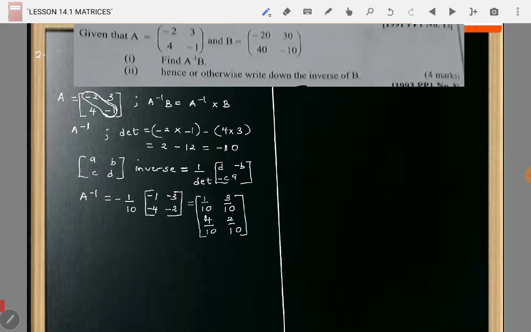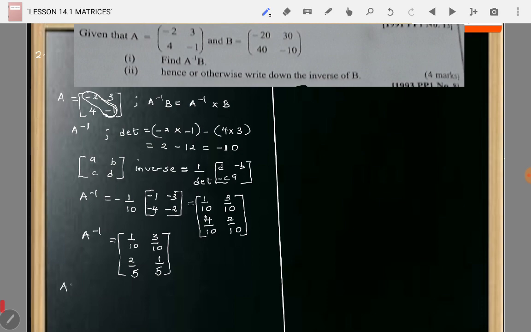We can leave it at that point, or we can simplify it by saying that A inverse is equal to [1 over 10, 3 over 10; 4 over 10, which is the same as 2 over 5, and 2 over 10, which is the same as 1 over 5]. After getting the A inverse, we proceed and get A inverse B.